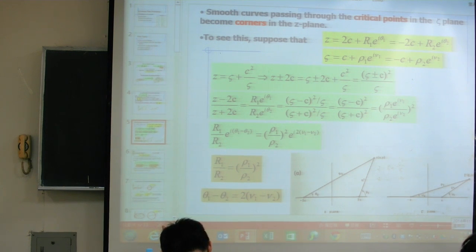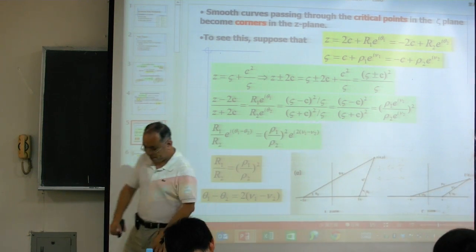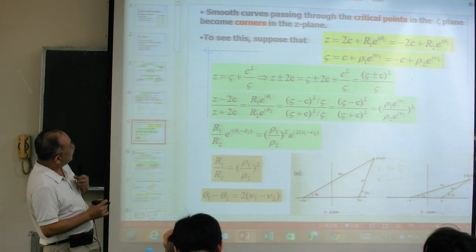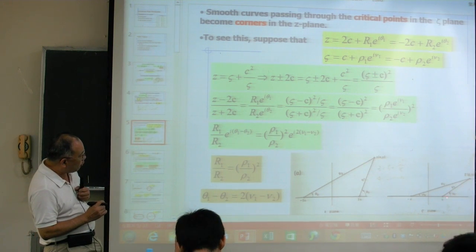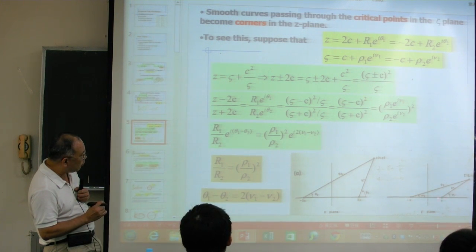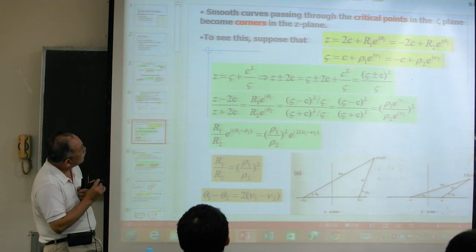I think we're using this because something is missing here. Okay, so this is a critical point we just mentioned, right? In the data plane, this too is a critical point. Okay, so if you can see that.